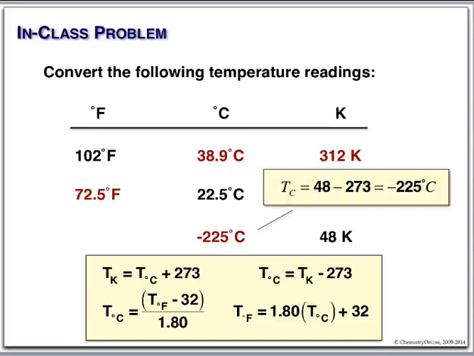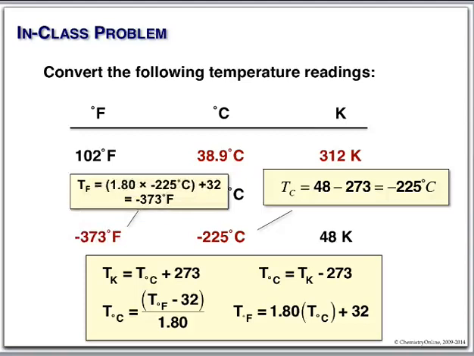Now, if we know centigrade, we want to go to Fahrenheit. We're looking at this one here, aren't we? 1.8 times centigrade, and then we're going to add 32. And we're at minus 373.